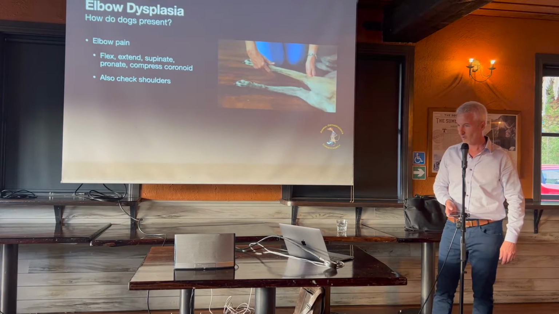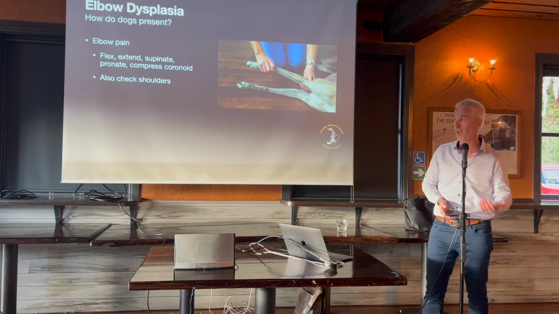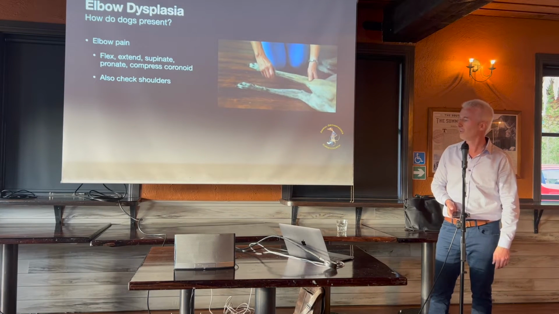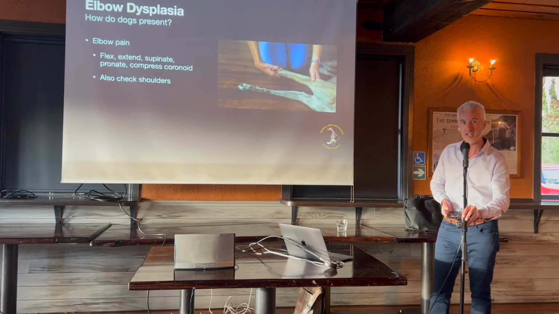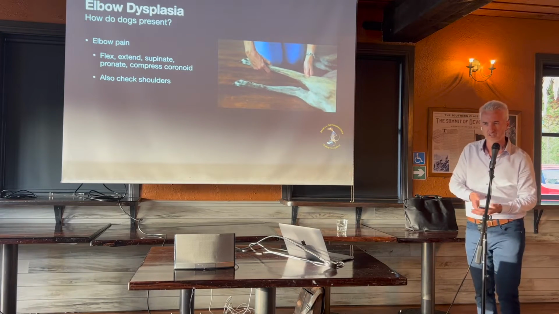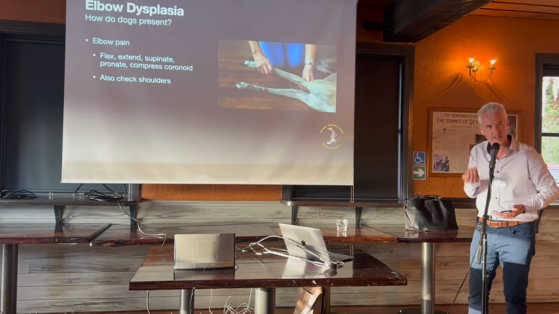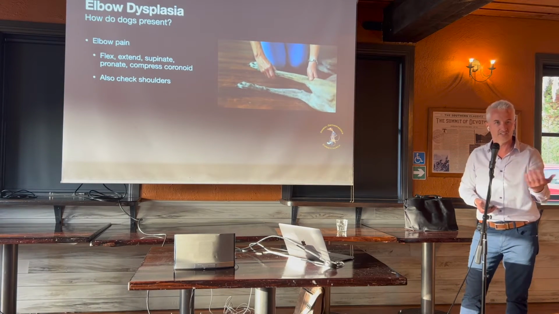So, what do we see? These dogs have elbow pain. So, the easiest way to see elbow pain is when you supinate and pronate. Yeah, I always remember this. This is a vet school thing. Supination is this external rotation. So flexing and extending is useful.